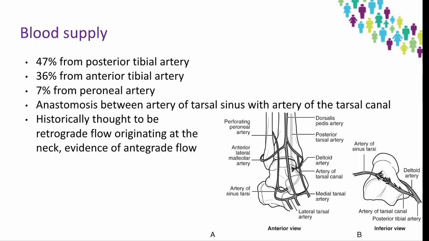Looking at the blood supply, it's quite a complex blood supply. The majority of the supply comes from the posterior tibial artery, followed by the anterior tibial artery and a small portion from the peroneal artery. There are anastomoses between the anterior and posterior circulation with the artery of the tarsal sinus and the artery of the tarsal canal. Historically, it was thought that there was a retrograde flow to the body, but there's new evidence to suggest that there's a robust anterograde flow as well.